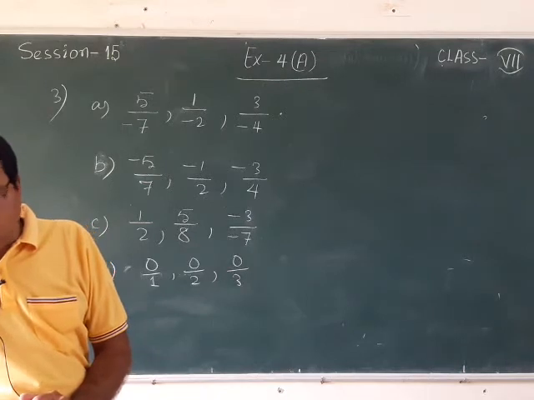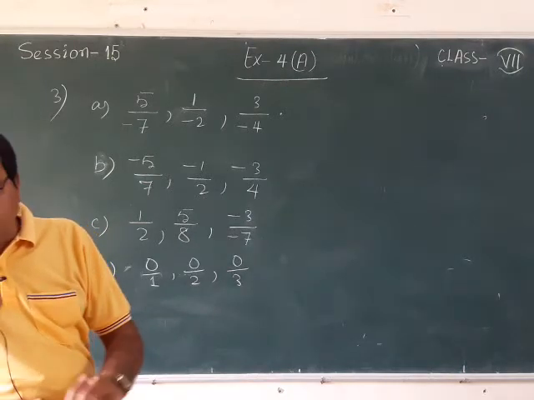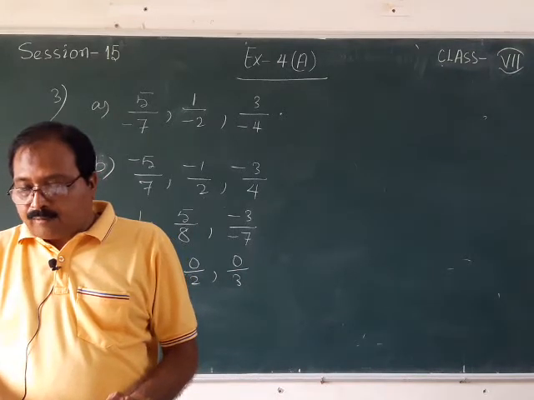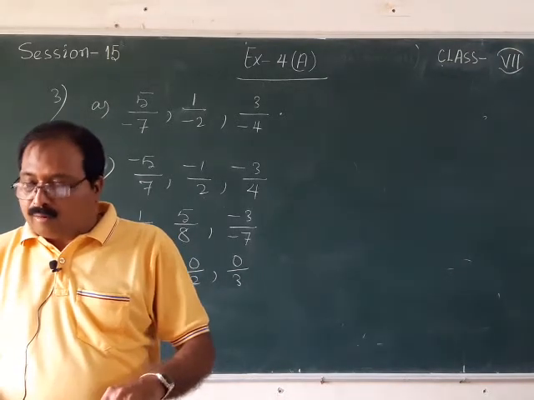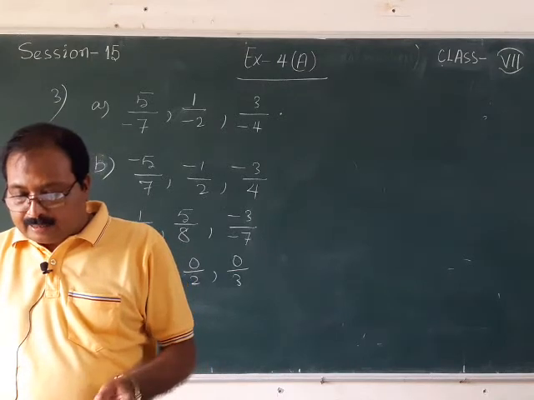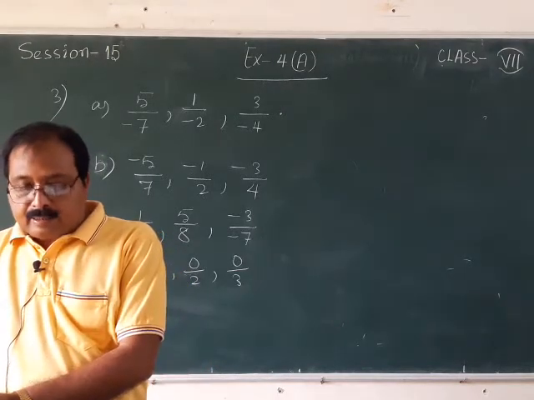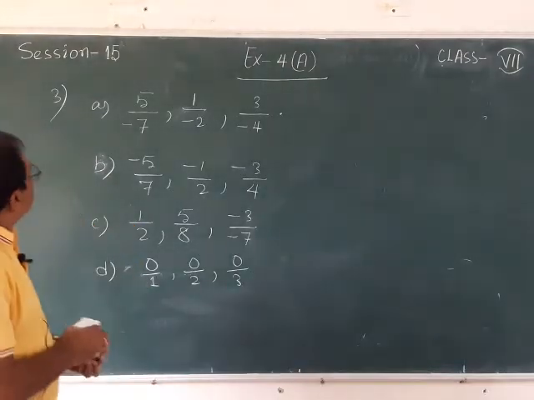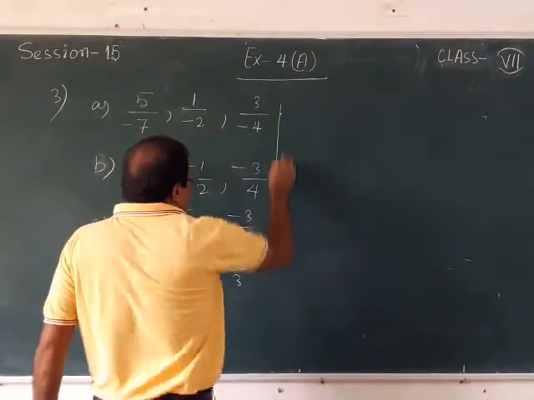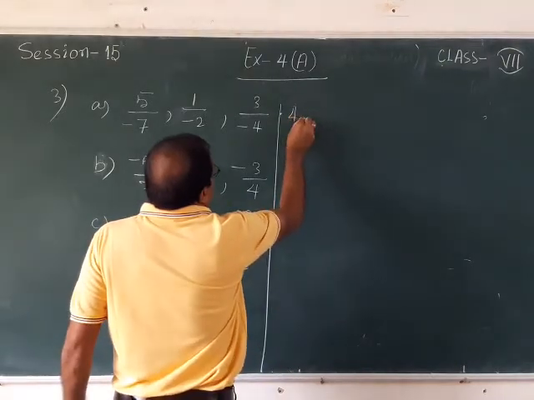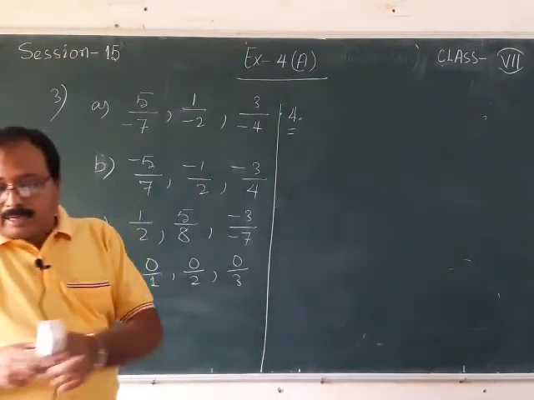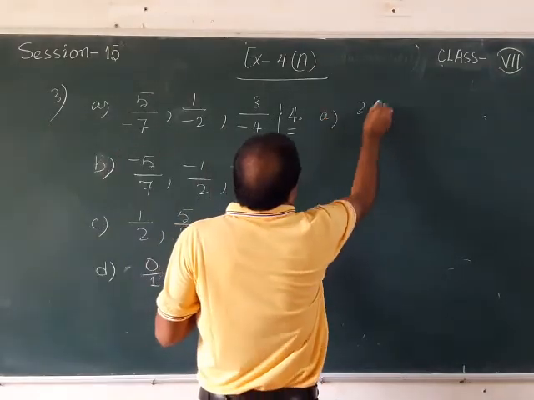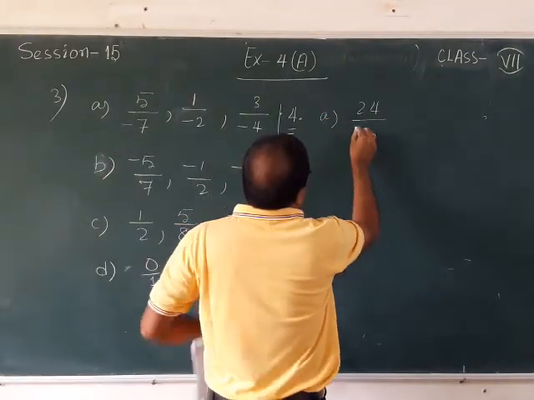Now question number 4. In question number 4, you can see: express the following rational number in standard form. Do you know how to write standard form? Let me do one question for you. Question number 4, standard form, 24 upon 120.